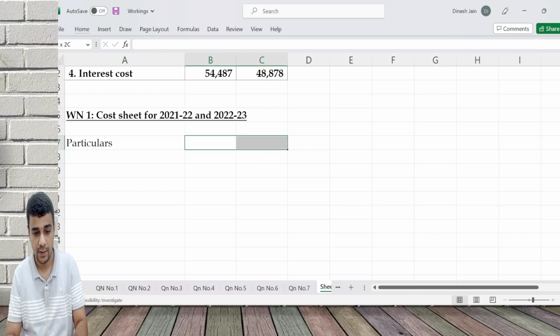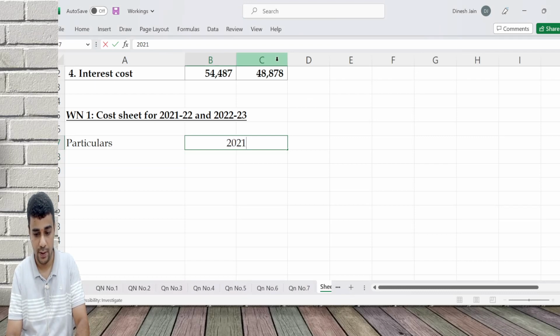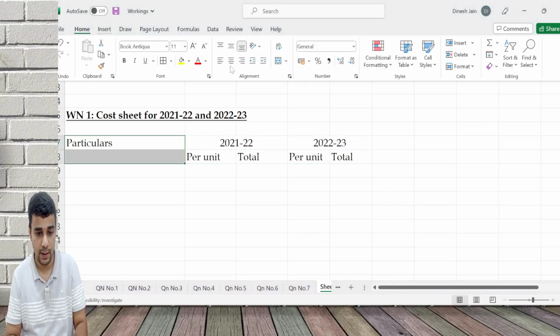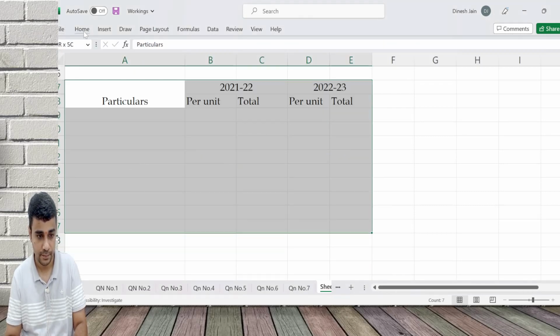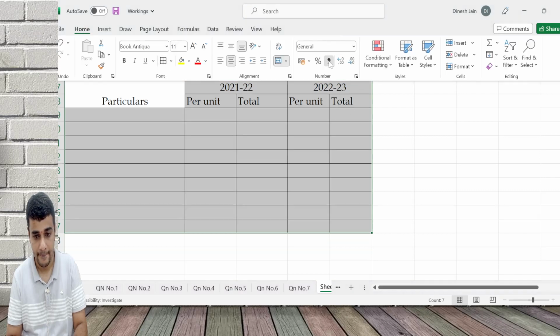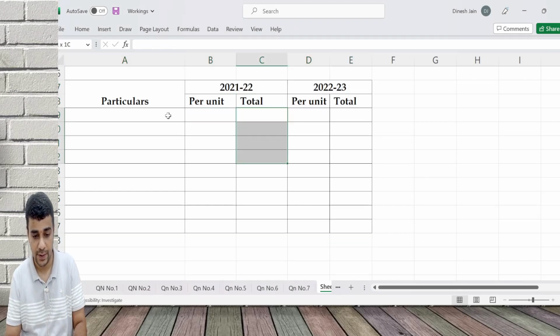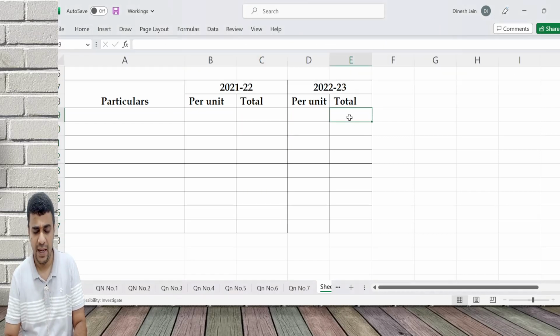Particulars, per unit and the total numbers. Particulars 2021-22 and 2022-23 per unit and total. Somewhere when we complete this table, major chunk of analysis with respect to estimation will be over.